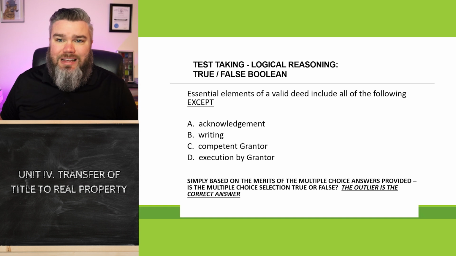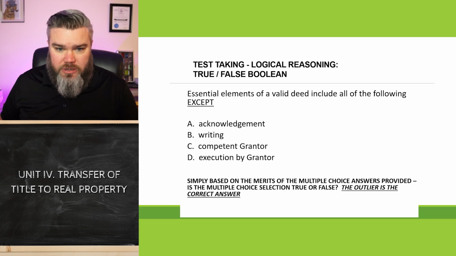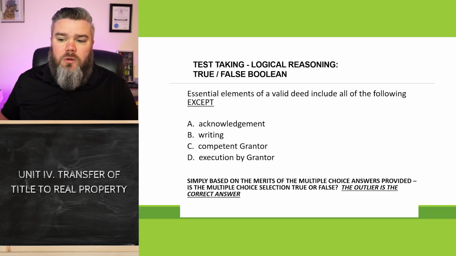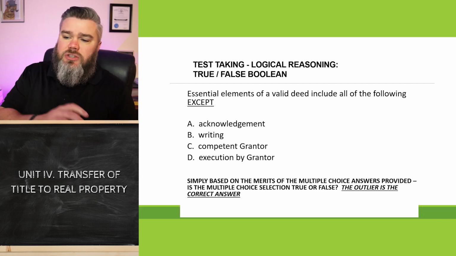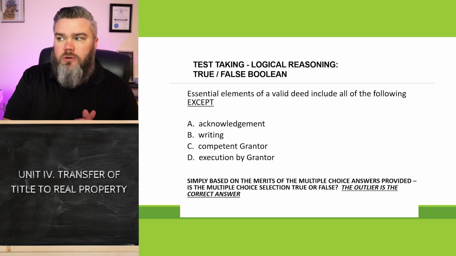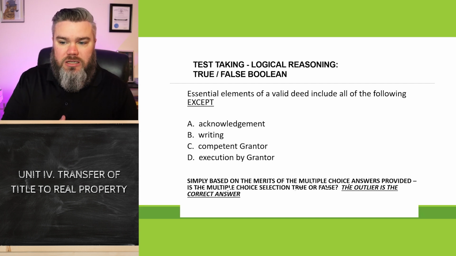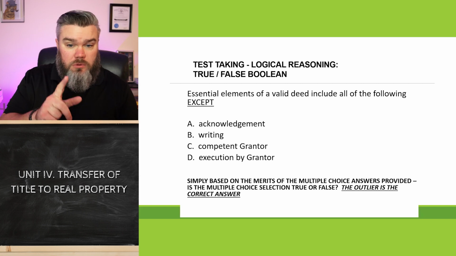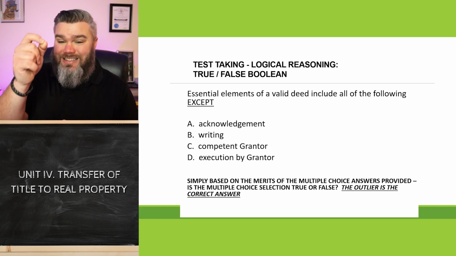Do we have to have a legally competent grantor for a deed to be valid? Yes. 18, sane and sober for the grantor. Now, D says execution by grantor. Execution is a fancy word for signed in some contexts. So execution means signed by the grantor. Does the grantor have to sign the deed? Yes. The grantor has to sign.